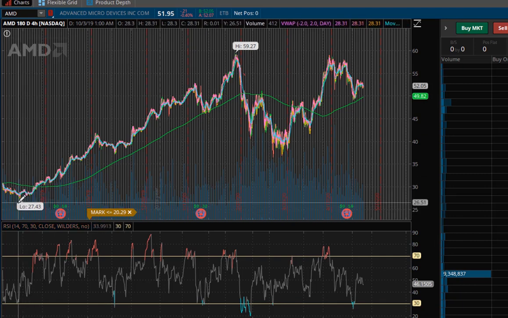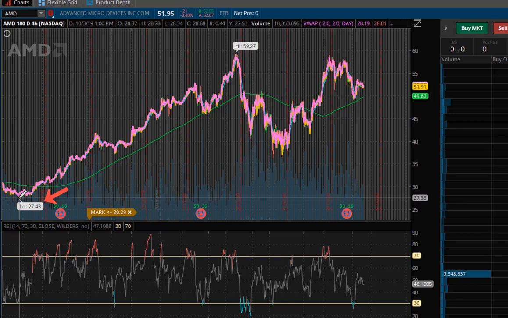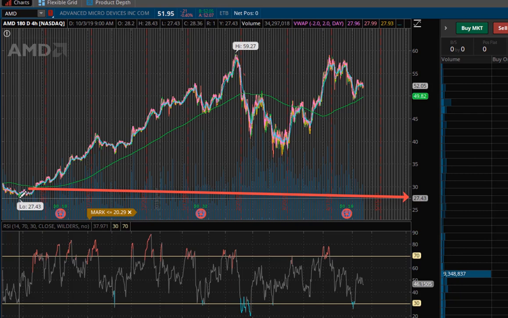You see the low of the 180-day chart is $27.43. You're going to want to try to get that as accurate as you can. Again, the more accurate, the better it is. As you can see on the right, it's saying that I do have it selected on $27.43. So let's go ahead and click that.